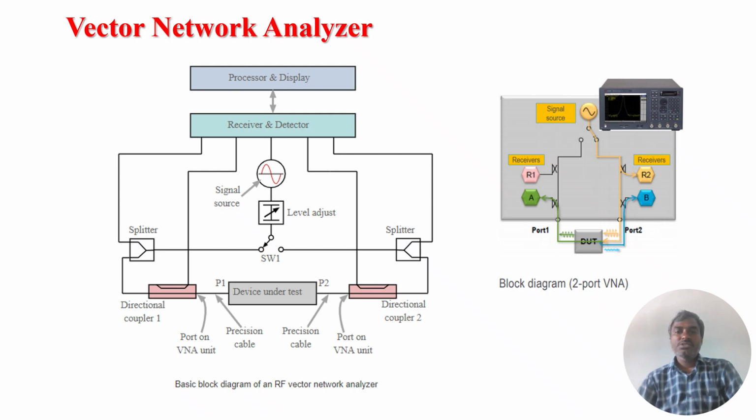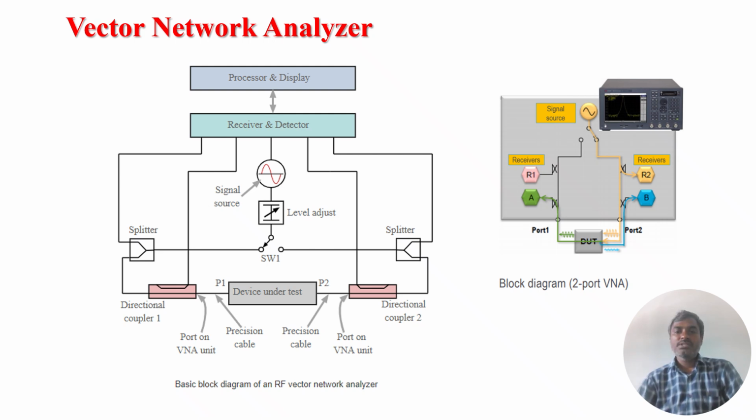The splitter will split the input signal into two parts. One is fed to the receiver and detector. Another part of the signal is fed to the directional coupler. The directional coupler will sample the signal. That sampled signal is sent to the receiver and detector, and the main port of the directional coupler is connected to the device under test. The output from the device under test is given to the second directional coupler, and the output of the second directional coupler is given to the splitter.